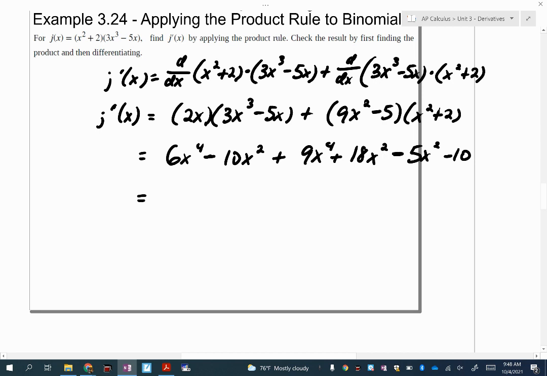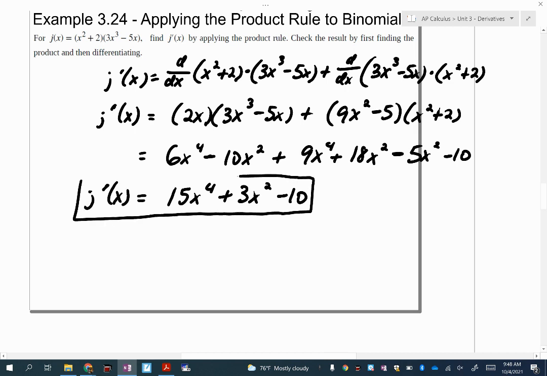Let's see if we've got x to the fourth powers. So 15x to the fourth power. So negative 10 plus 18 is 8. 8 minus 5 is 3. So plus 3x squared, and then minus 10. All right, so let's confirm, right? This is what I think the answer is for j prime of x. Well, we're going to check this.